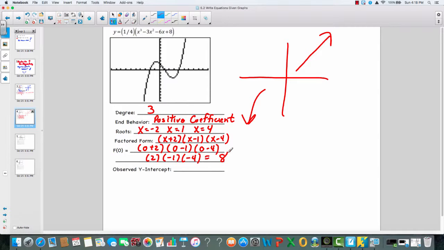Now this is where we call shenanigans. This picture apparently is not exactly what we found here in our factored form. So something's wrong. We're using the roots, we're using the end behavior, that's all good. That's solid math. But why are we getting this? So we just have to account for that. It's not the end of the world. It's not the hardest thing, but we definitely have to account for that. So our observed y-intercept, you might want to say, is y equals 2.